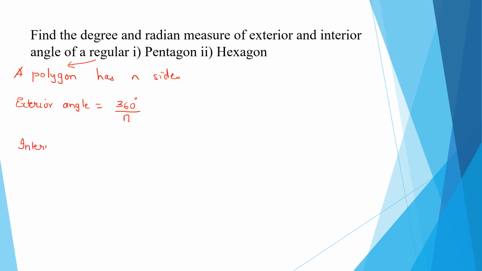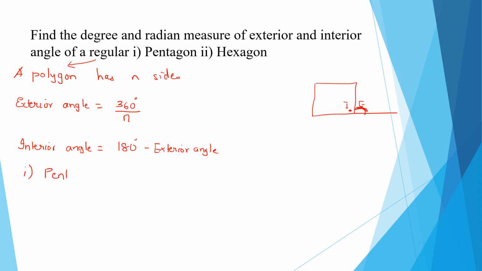Each exterior angle of a regular polygon is given by 360 degree by number of sides, and the interior angle is given by 180 degree minus exterior angle. Take the example of a square and try out. This is the exterior angle, this is the interior. So interior plus exterior is 180, that we have written. And how is it 360 by n? This is 90. So verify with the formula, you get the same answer.